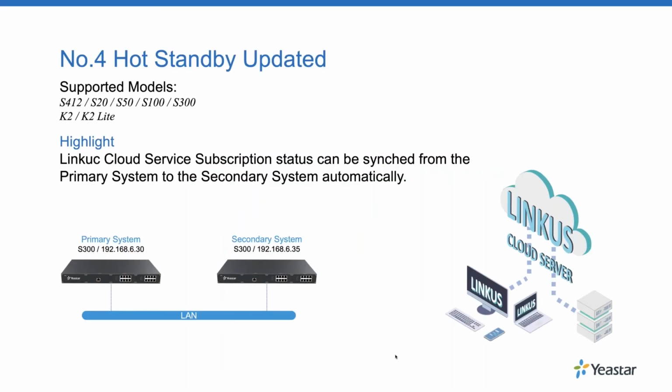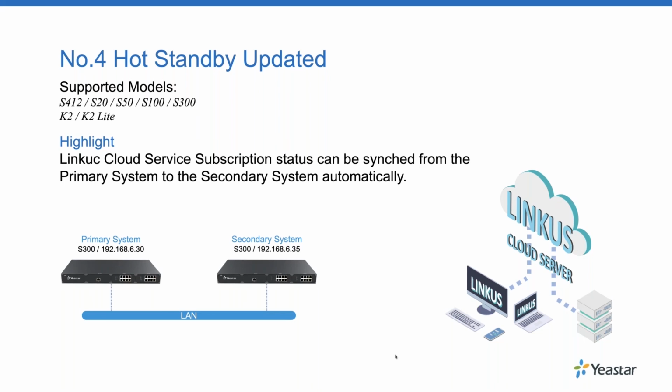And the last one, number four. We also have another update on our high availability solution, guys. We support a high availability solution on our on-premise systems, like S-Series PBX and K2 system. Our solution for redundancy for high availability is called hot standby. It's just a basic feature, but this time we have a very important update. It's about the Linkus Cloud Service.